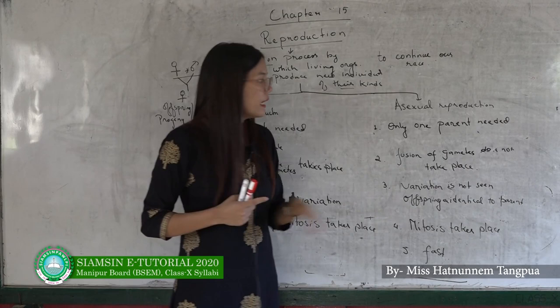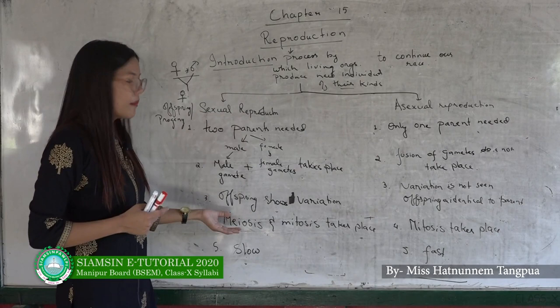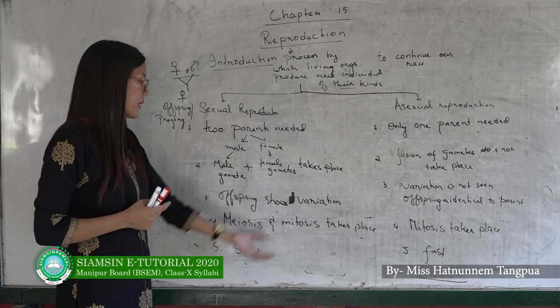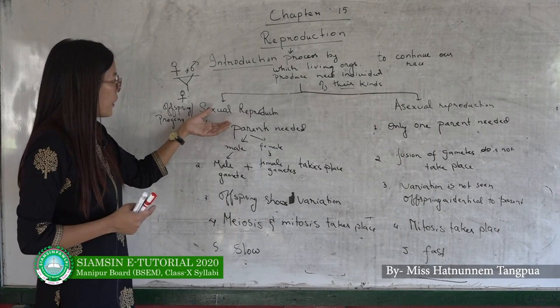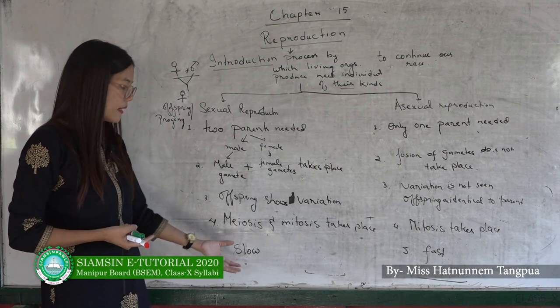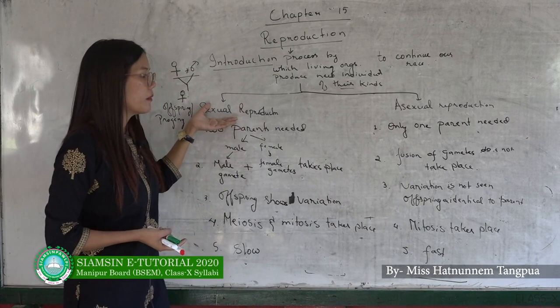In sexual reproduction, meiosis and mitosis take place, whereas in asexual reproduction only mitosis takes place. Sexual reproduction, as compared to asexual reproduction, is a very slow process. Asexual reproduction, as compared to sexual reproduction, is very fast.